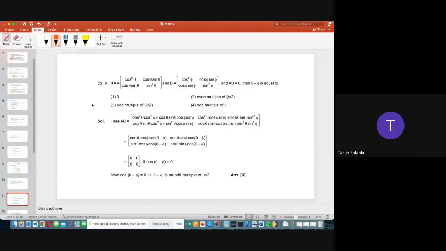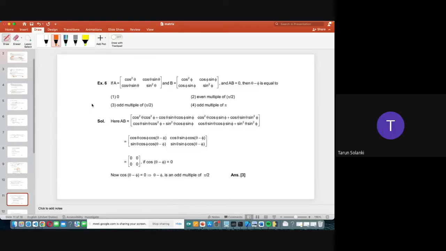Next, example number 6. A matrix 2 by 2 is given. A and B are two matrices. The first is cos square theta, cos theta sin theta, then cos theta sin theta, then sin square theta. The second is cos phi sin phi, cos phi sin phi, and then sin square phi. Here AB is given as equal to 0, and then we need to find theta minus phi is equal to.